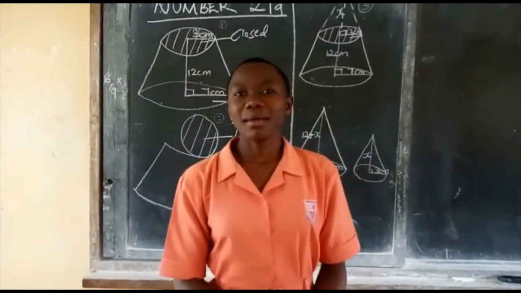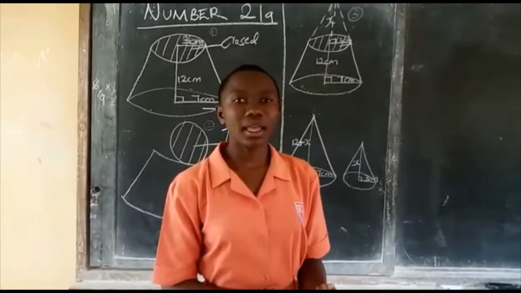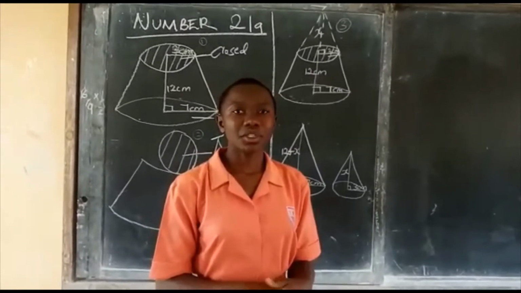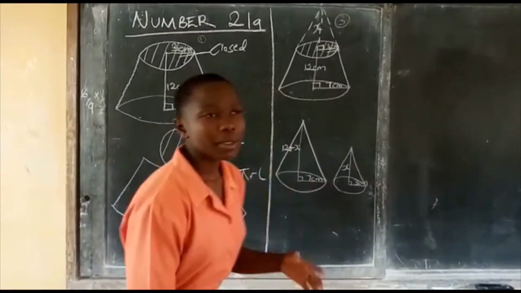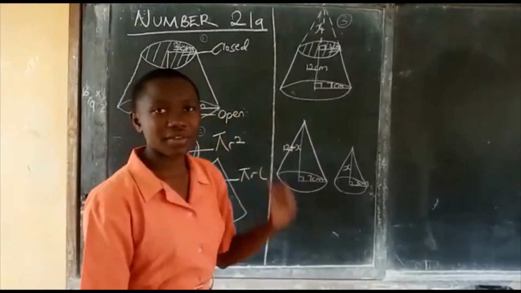Hello everyone, I'm Harunda Joyce Faith from Iganga Secondary School, working out number 21A under the topic of mensuration in the practice questions. Number 21A is about a lampshade, and we are required to find its total surface area.